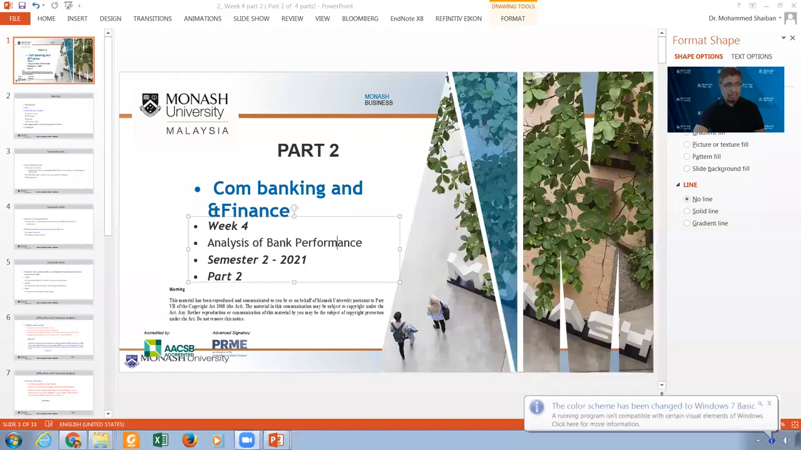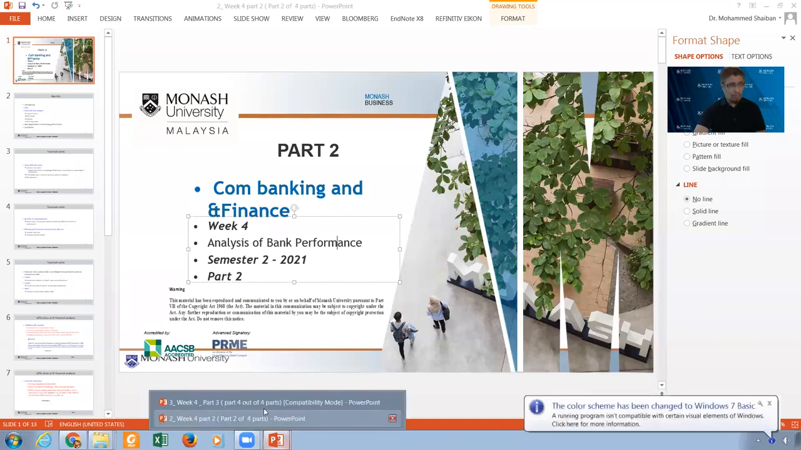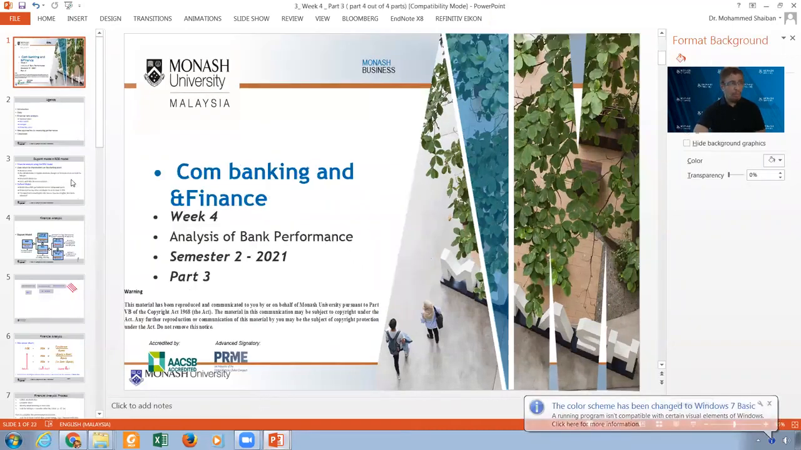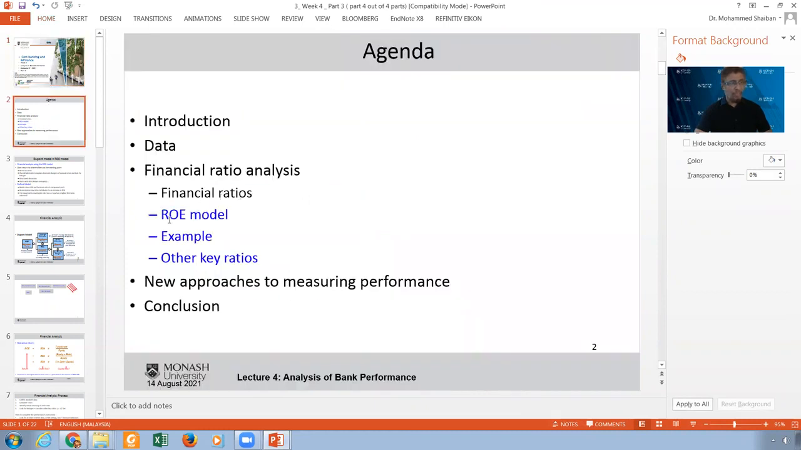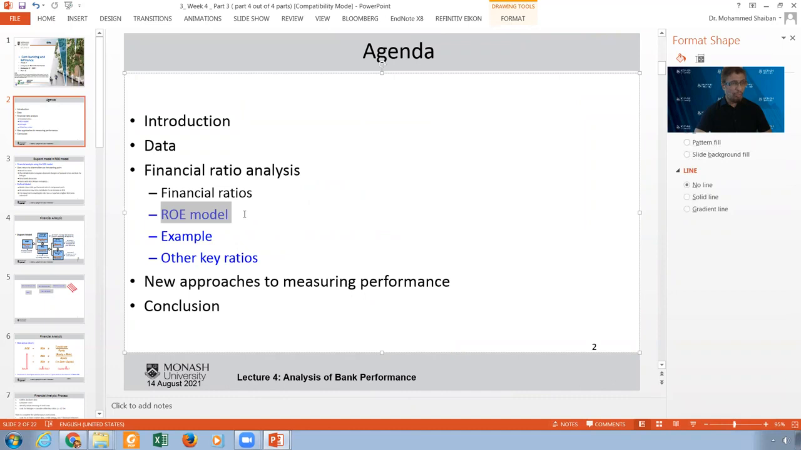These are my slides, and we are talking about part 3, which is the analysis of bank performance. In this part, we will talk about the ROE model. When we talk about the ROE model, we are also talking about the Dupont. We'll give an example, and we will also talk about some other key ratios, which are specific to banking.